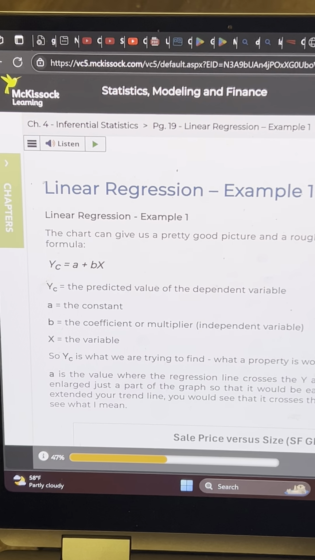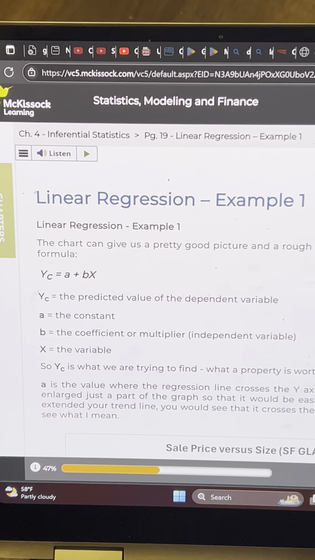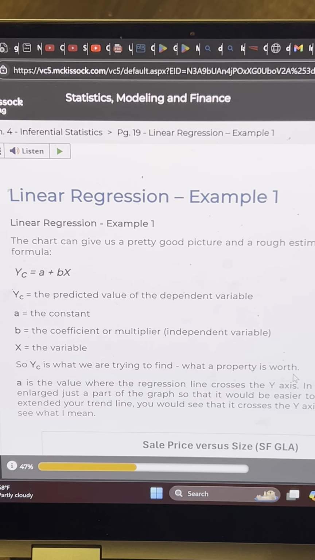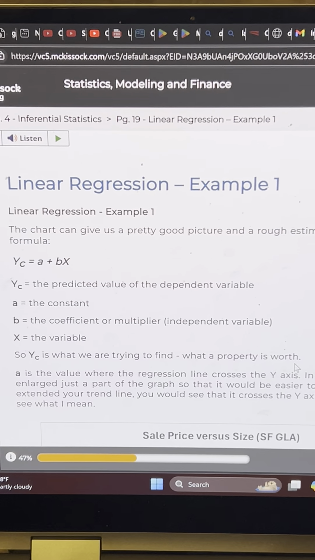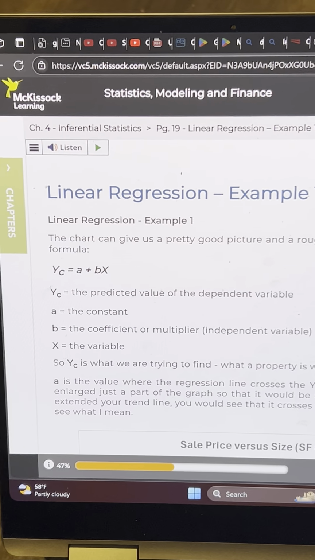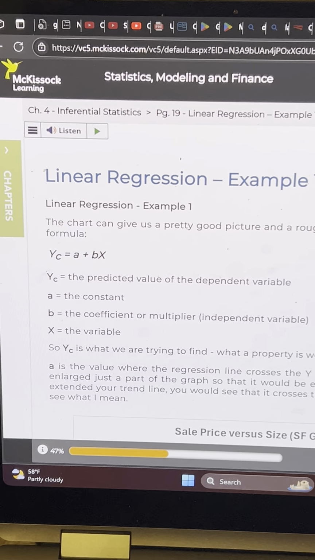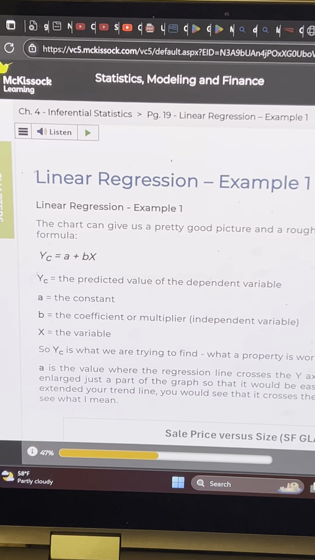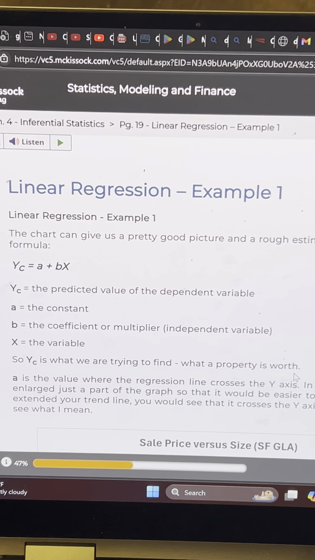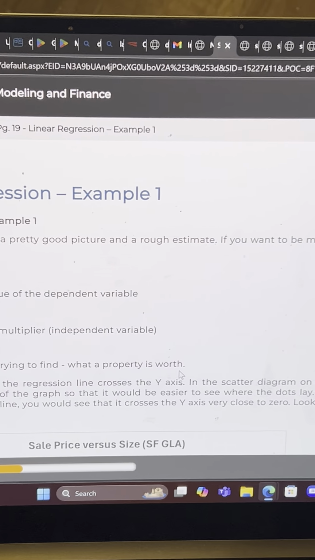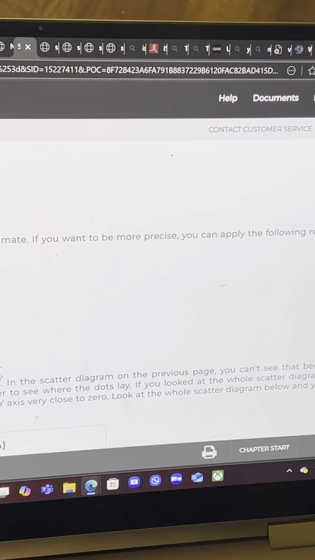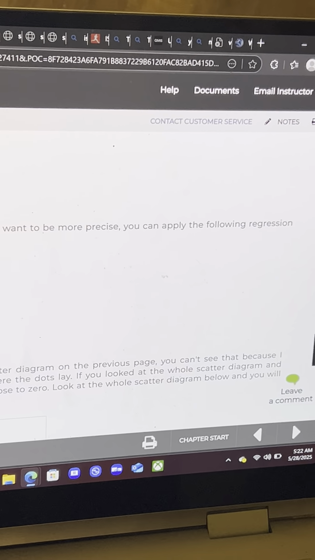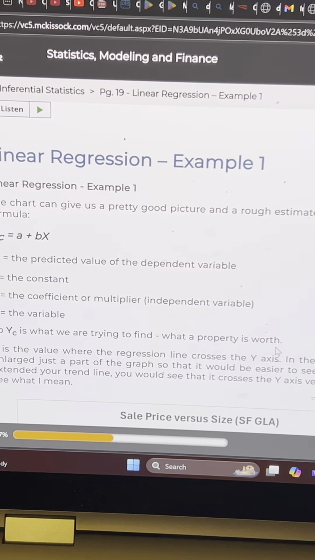Statistics Modeling of Finance, Chapter 4, Inferential Statistics, page 19. Linear regression, example number 1. The chart can give us a pretty good picture and a rough estimate. If you want to be more precise, you can apply the following regression formula.